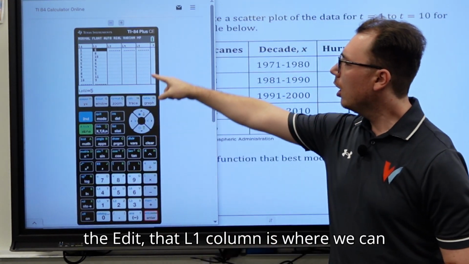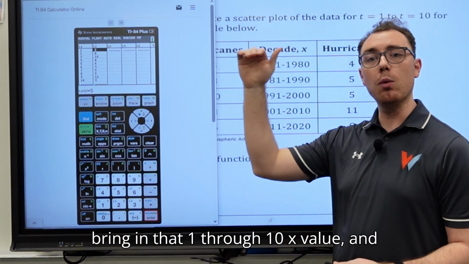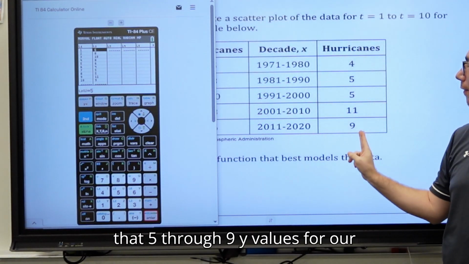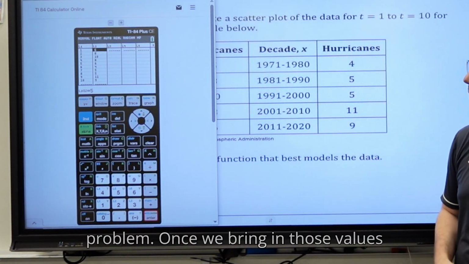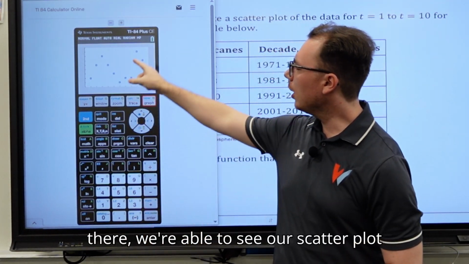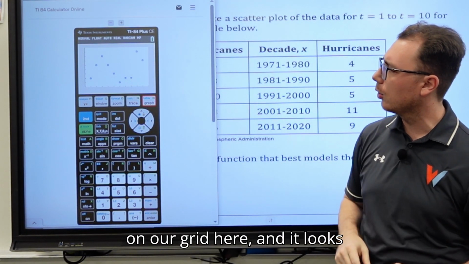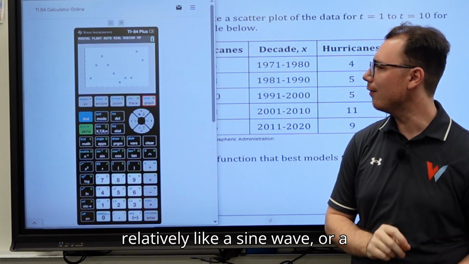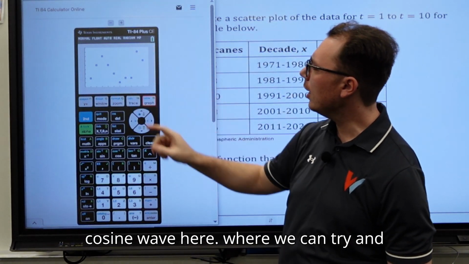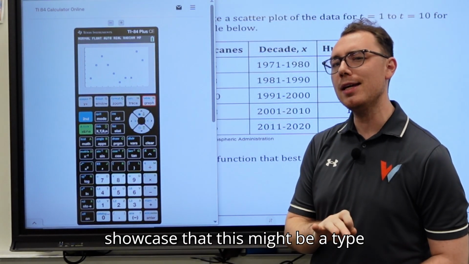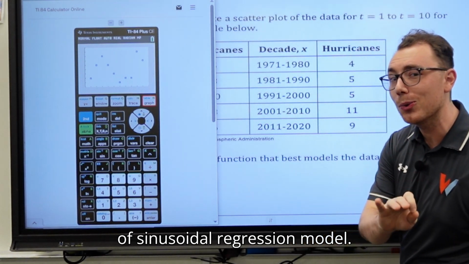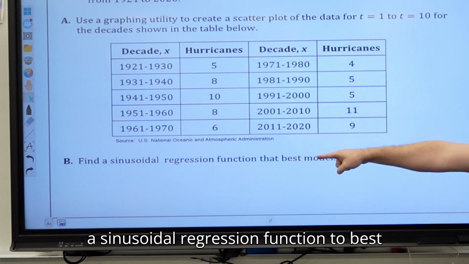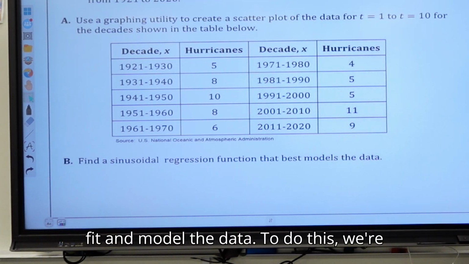Once we click on the edit, that L1 column is where we can bring in that 1 through 10 x value, and that L2 column is where we can bring in that 5 through 9 y values for our problem. Once we bring in those values there, we're able to see our scatter plot on our grid here, and it looks relatively like a sine wave, or a cosine wave here, where we can try and showcase that this might be a type of sinusoidal regression model, where in part B, we want to try and find a sinusoidal regression function to best fit and model the data.